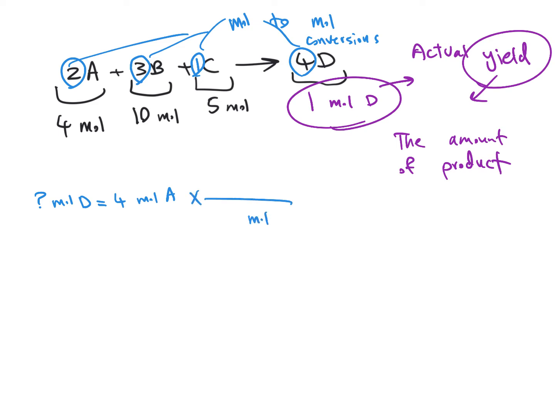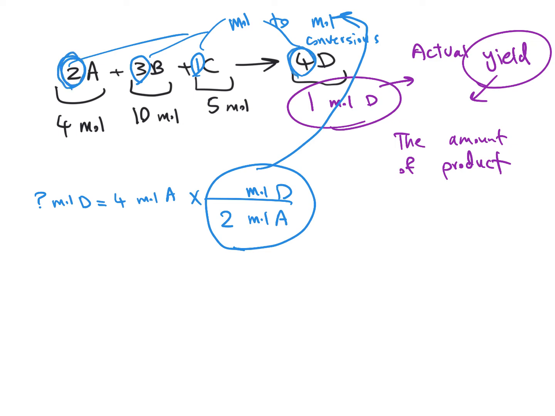So you convert moles of A to moles of D. This one would be your coefficients, okay? So 2 moles of A generates 4 moles of D. Does that make sense? And this answer would be 8 moles of D. Questions?